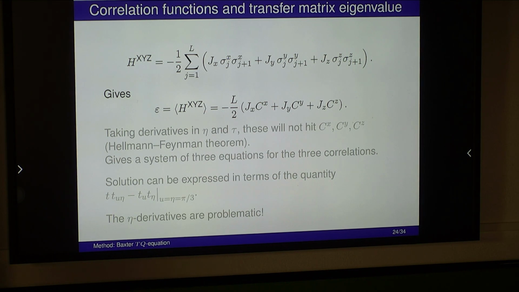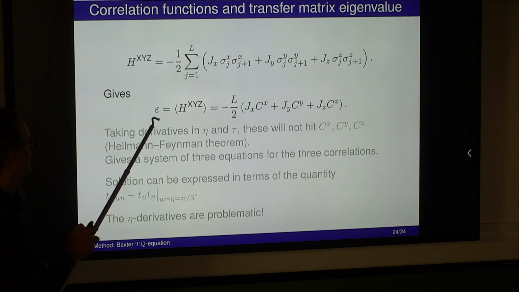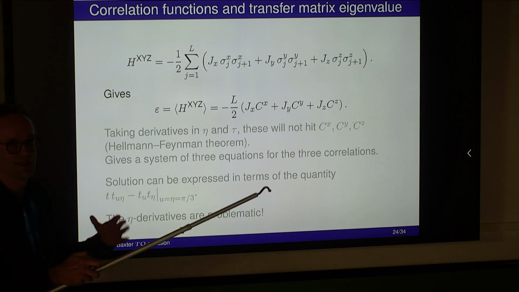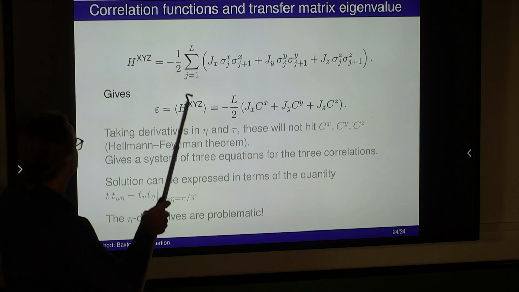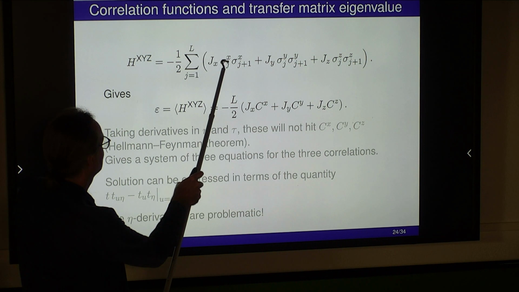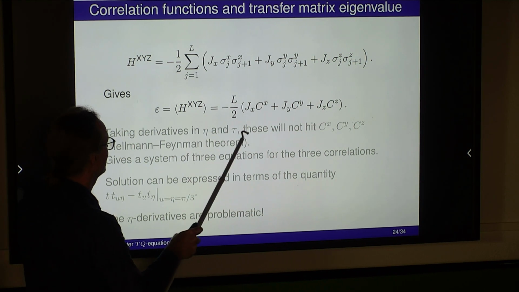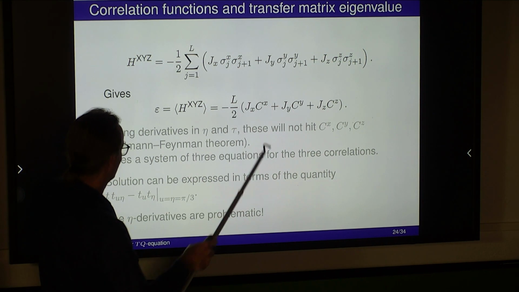And then what we do, here's the Hamiltonian again. Of course the eigenvalue is basically the expected value of the Hamiltonian, again with respect to the ground state. So if you just expand this linearly, the expected value of each of these terms will be some correlation function. So you have just some simple expression in terms of the parameters and the correlation functions.